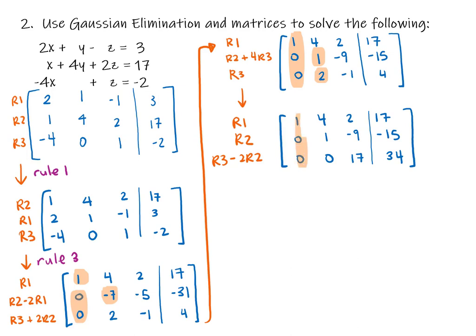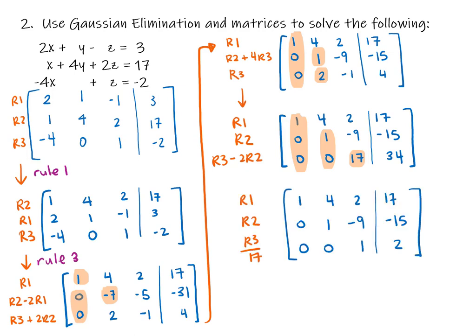So now I have all 1 in the top with the zeros beneath it, a 1 here with the zeros beneath it. Now I'm working on this one and I want to make that a 1. And so I'm going to do that by dividing this row by 17. And there we have it in row echelon form. And now we're ready to rewrite it as a system of equations so that we can solve.